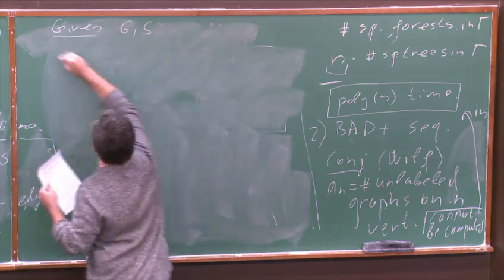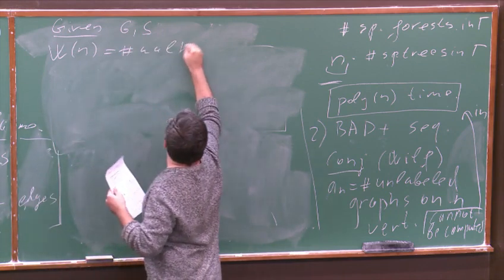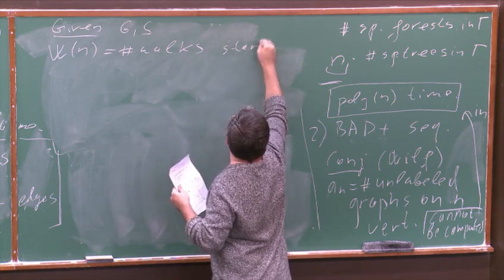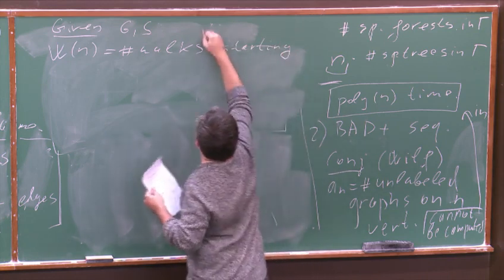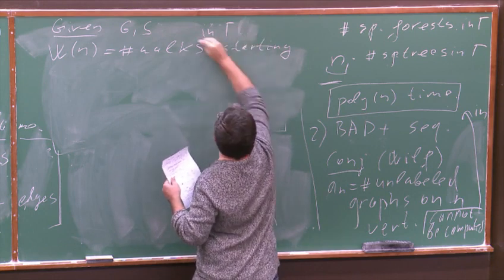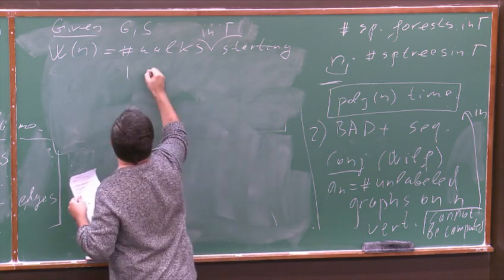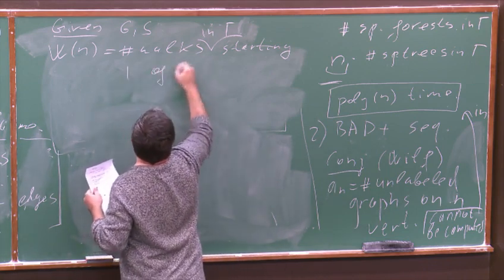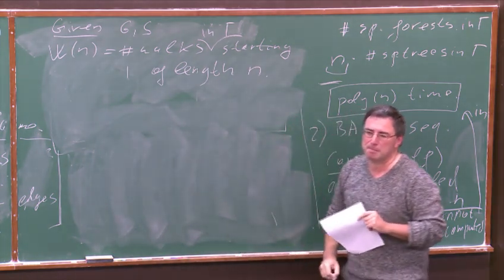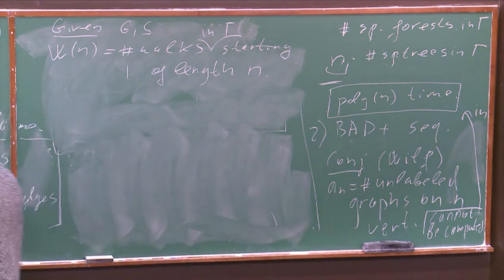Given G and S, I'm going to write W of n, the number of walks in gamma, defined as here, starting at one, of length n. Okay. And this is a fantastically famous definition.